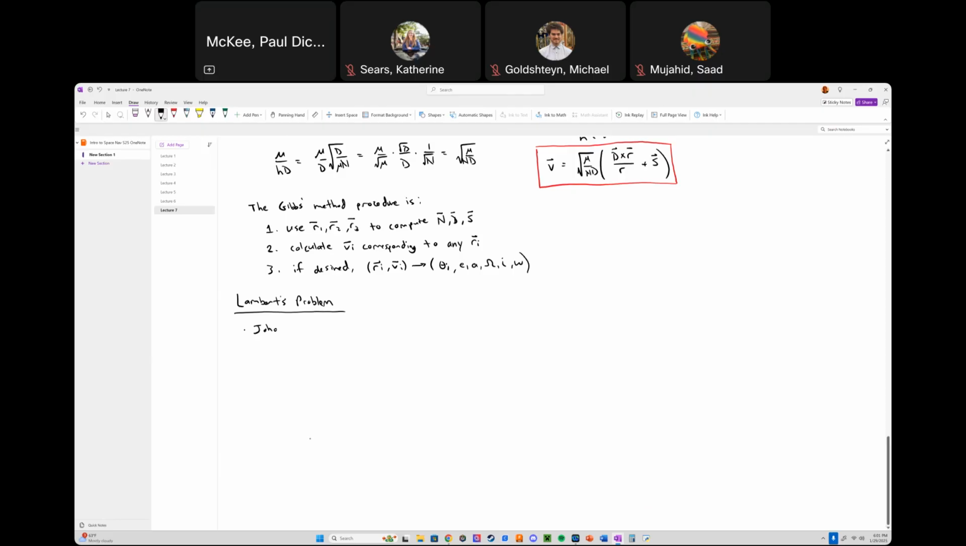Johann Heinrich Lambert posed the problem of finding an orbit given 2 position vectors of an orbiting body and a time of flight between them, like a delta t.